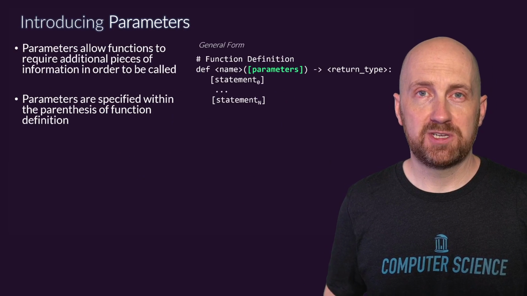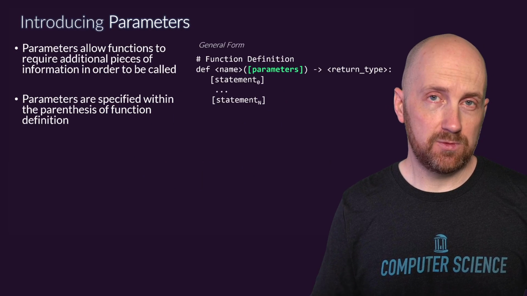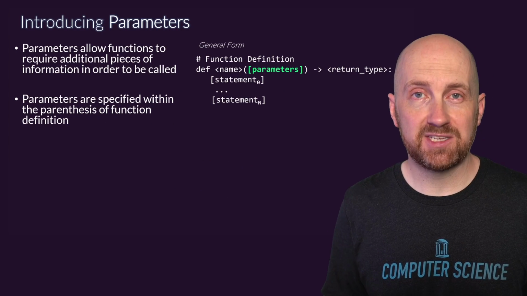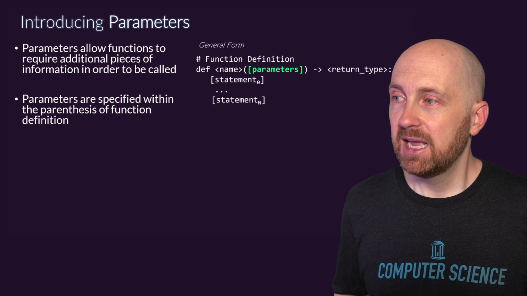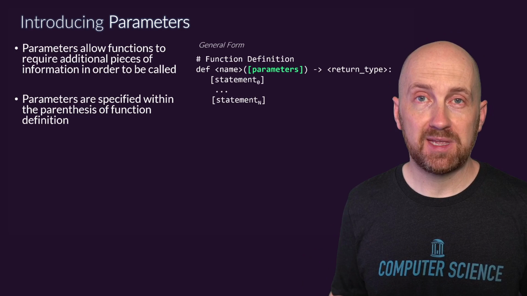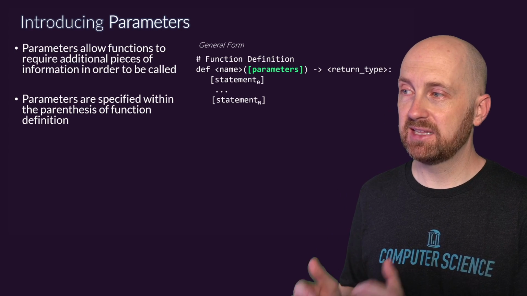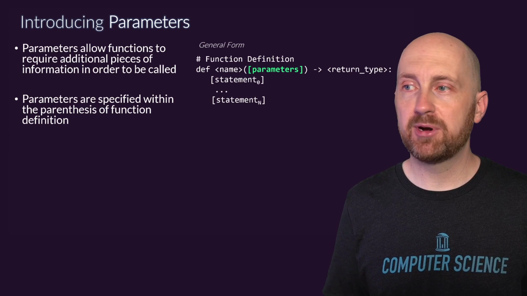Parameters allow functions to tell anyone who wants to use this function, hey, here are the pieces of information I need in order for me to do my job, right? And so we see that when we define a function, after the name, there's some parentheses, and then inside those parentheses, we give a parameter list.